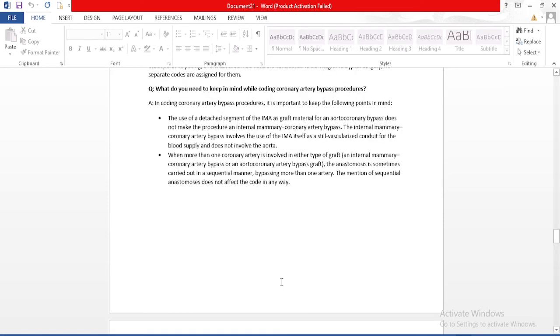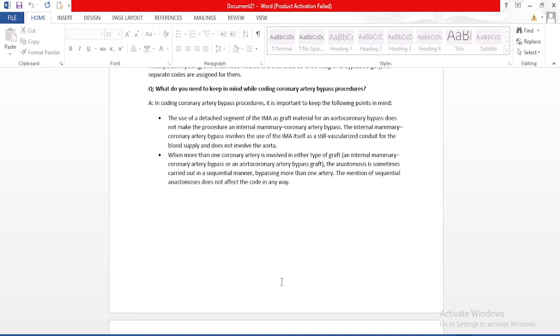Next question. What do you need to keep in mind while coding coronary artery bypass procedures? In coding coronary artery bypass procedures, it is important to keep the following points in mind. The use of a detached segment of the IMA as graft material for an aortocoronary bypass does not make the procedure an internal mammary coronary artery bypass. The internal mammary coronary artery bypass involves the use of the IMA itself as a still vascularized conduit for the blood supply and does not involve the aorta.